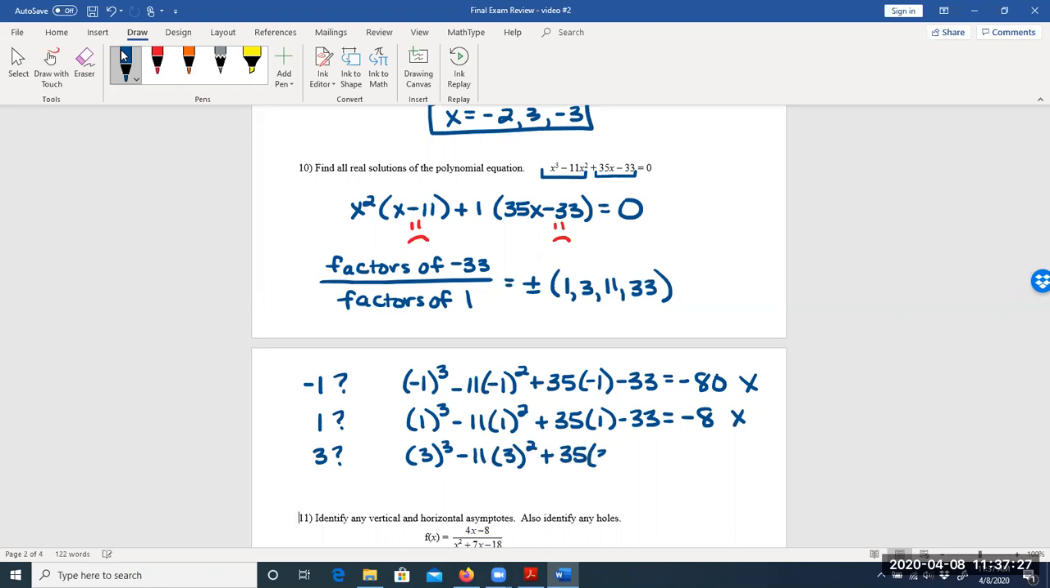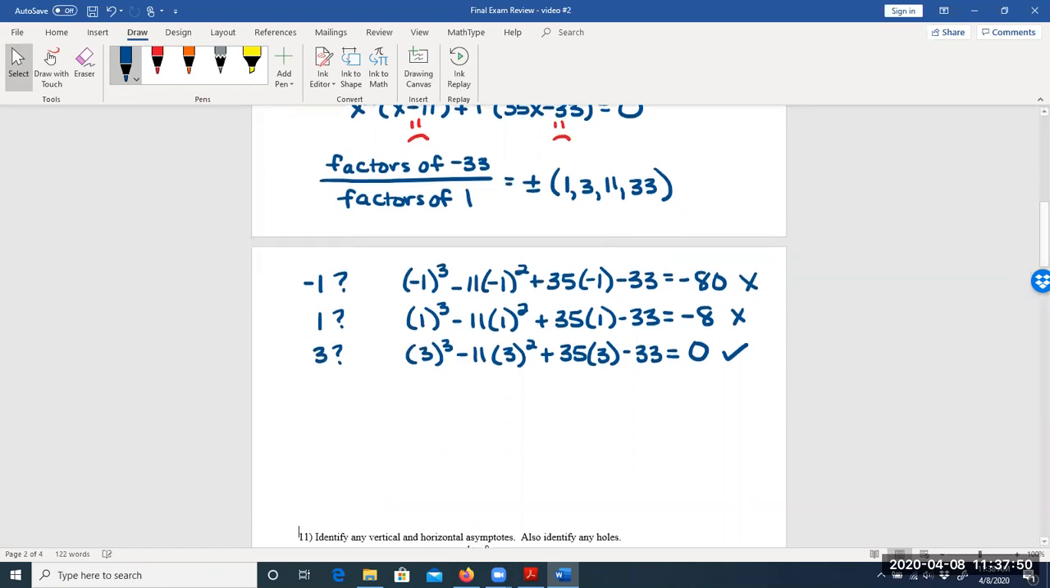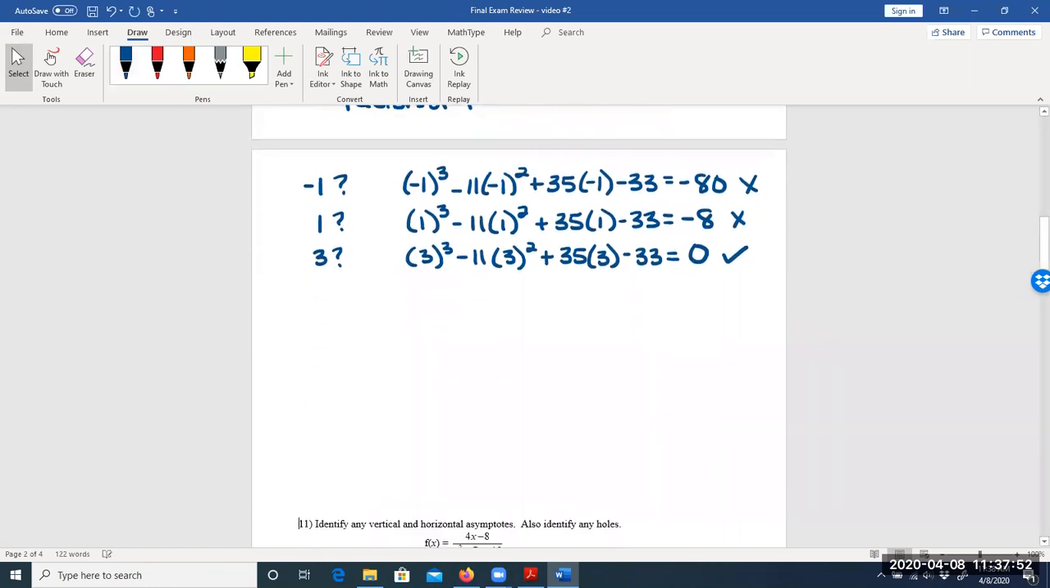So I am plugging 3 into the equation for x. And let's see, so it'd be 27 minus 11 times 9 plus 35 times 3 minus 33. Yep, there we go. So I get 0. So one of my solutions is 3. Now I'm going to find the other 2.